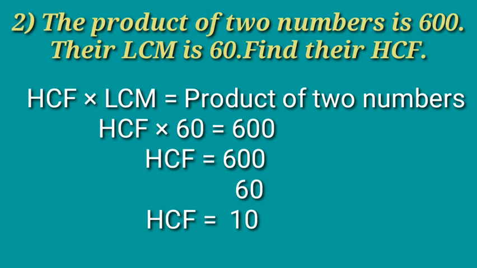What is the HCF here? HCF is equal to 600 divided by the LCM 60. Dividing by 60, 60 1s are 60, 60 10s are 600. So we can find the answer here. HCF is 10.